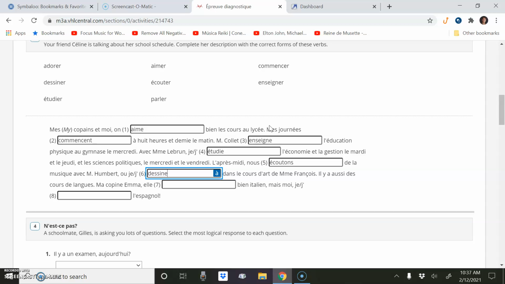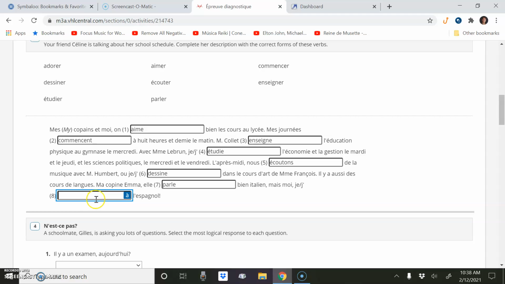Il y a aussi des cours de langue. There's also language classes. Ma copine Emma, elle blank bien italien. She blanks Italian. Since we're talking about language class, ooh, get your vocab list out. Probably going to parler. And again, for elle, drop off the R. So elle parle bien italien. Mais moi, je blank espagnol. What's the only one left you haven't used yet? Or maybe there's a couple you didn't use, but I blank Spanish.